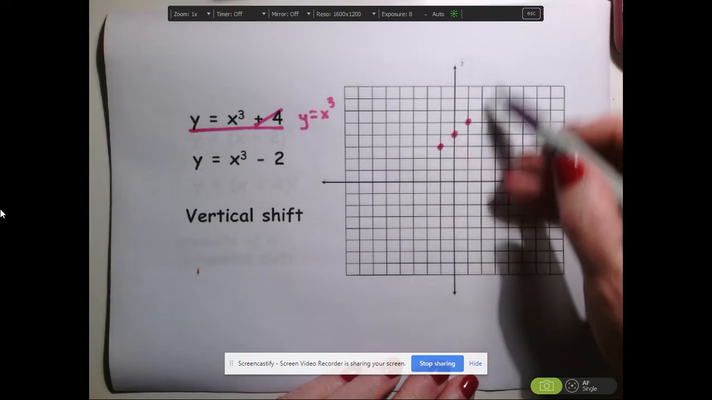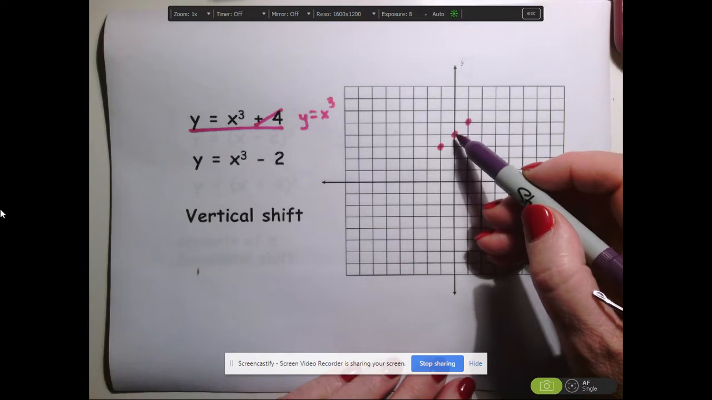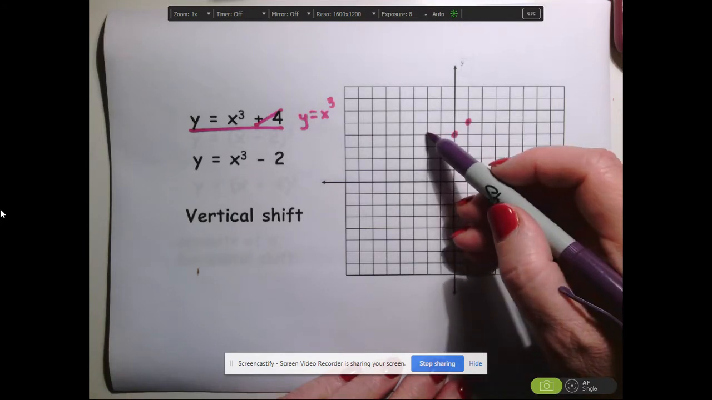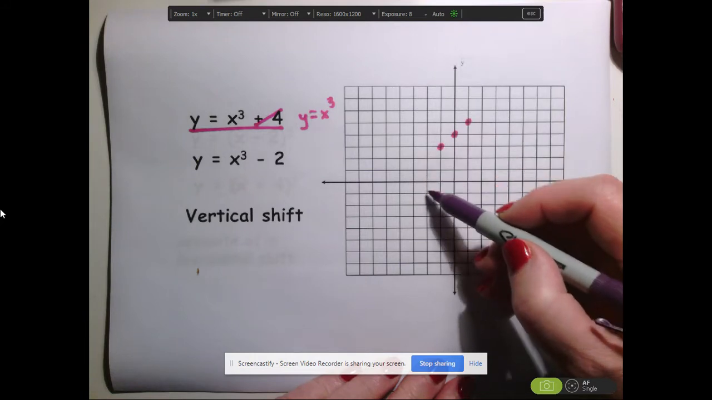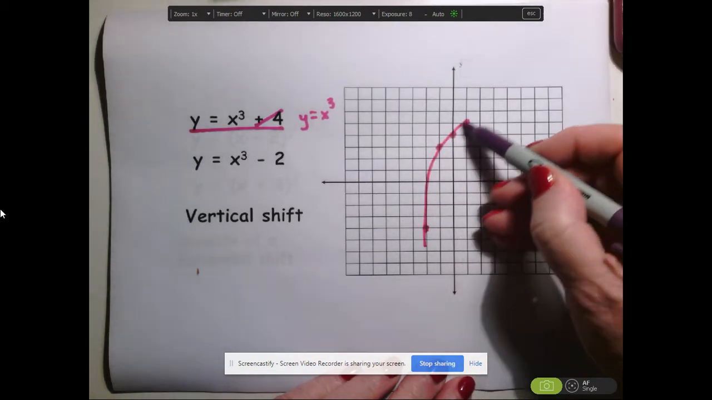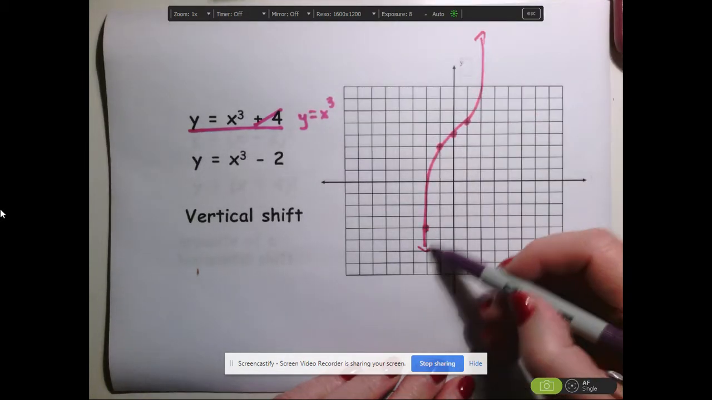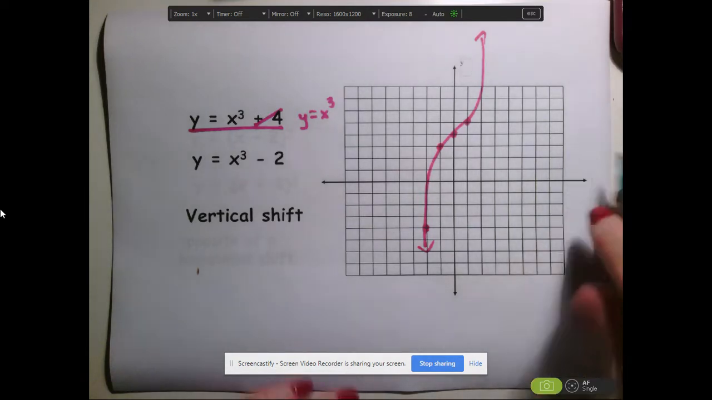I can go over 2, up 8, but I'm off my graph. So from this origin, or this new shifted origin, I can go over 2 and down 8. 1, 2, 3, 4, 5, 6, 7, 8. And then you can see I can just kind of take my graph and give it the turn that it needs.